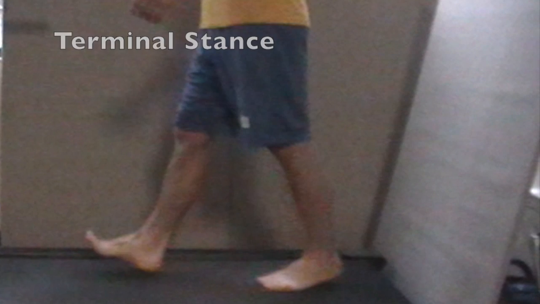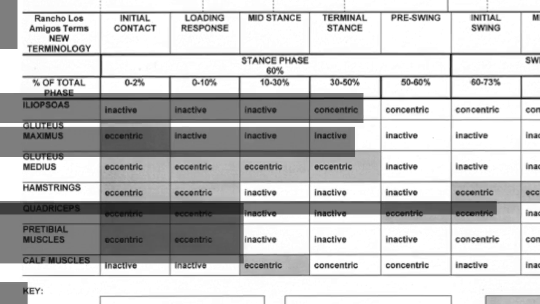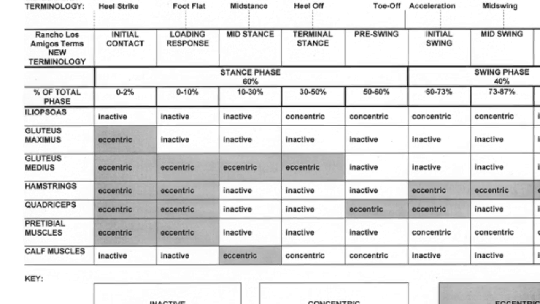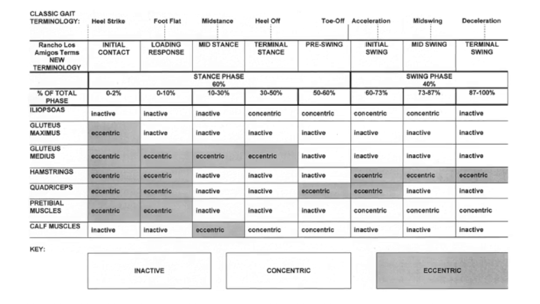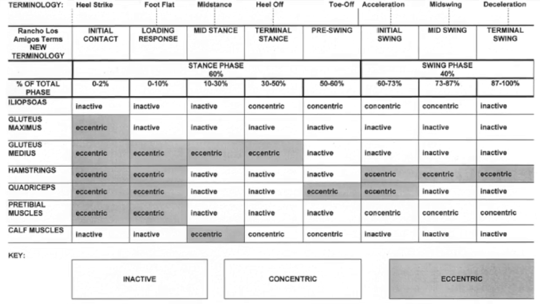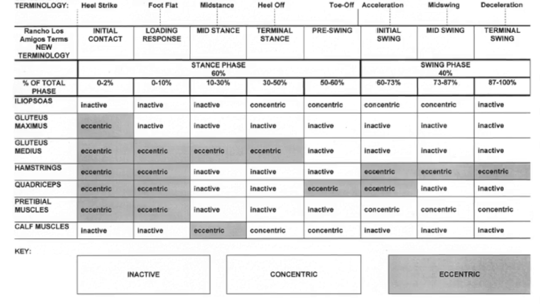During the terminal stance, the gluteus medius is the only muscle that is eccentric, and the iliopsoas and calf muscles are concentric. The pre-swing has the rectus femoris being eccentric and the iliopsoas and calf muscles as concentric. The initial swing has the rectus femoris as eccentric and the iliopsoas and tibialis anterior as concentric. The mid-swing only has the biceps femoris and vastus lateralis as eccentric and the iliopsoas and tibialis anterior as concentric. The last phase is the terminal swing, which has the biceps femoris and vastus lateralis as eccentric and the tibialis anterior as concentric. This shows all the muscles being active during the individual phases.